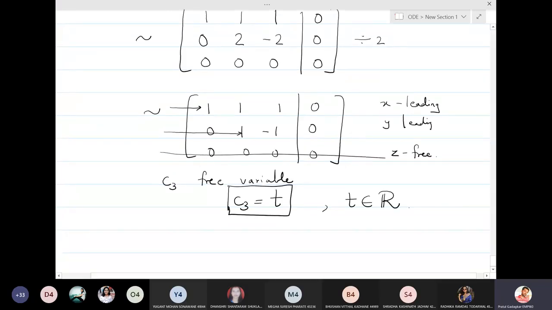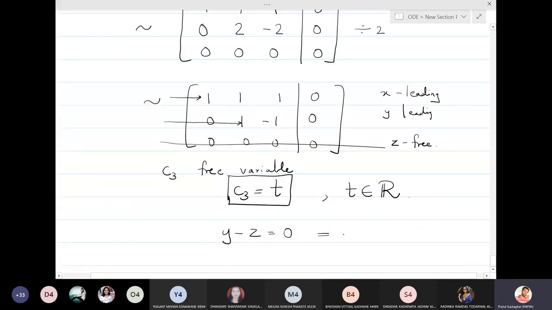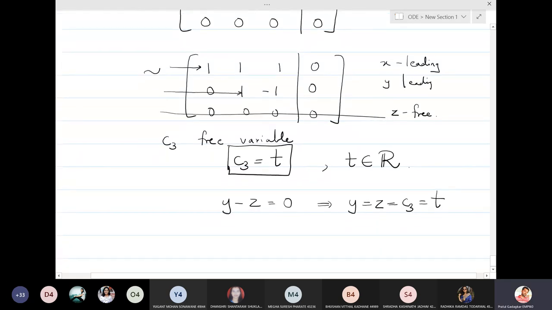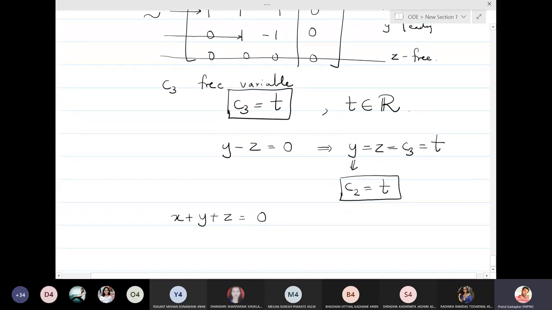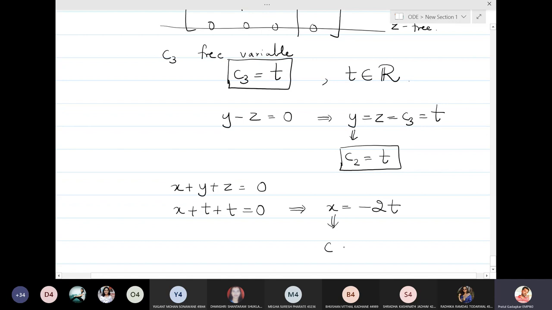The second equation that I'm going to get from this is y minus z is equal to 0. So this means that y is equal to z, but z is nothing but c3, which is t. So c2 is t. Okay, and from the first equation what you get is x plus y plus z is 0, but I know that x plus 2t is 0, so x is minus 2t. But who was x? My x was c1, so c1 is minus 2t.